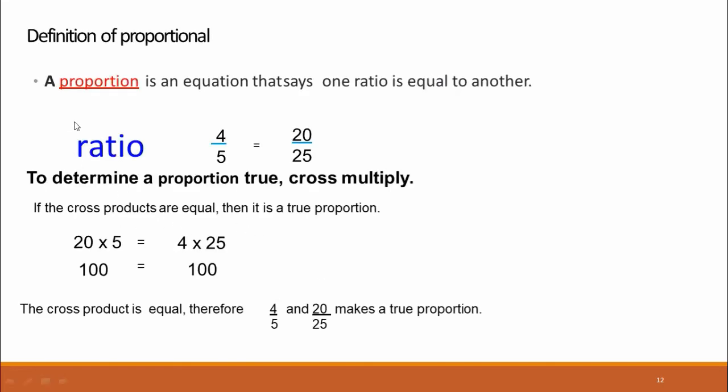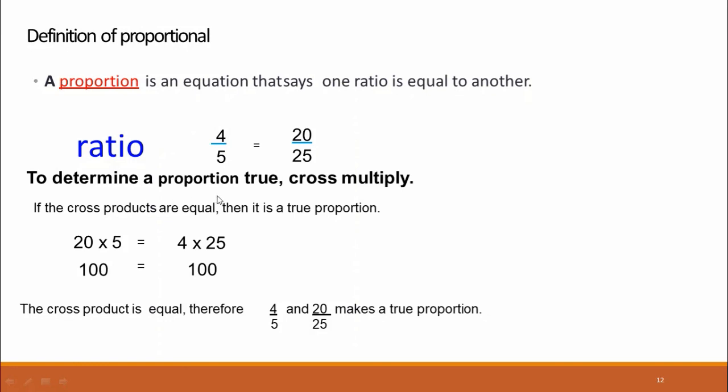The next topic in this lecture is proportion. What is a proportion? A proportion is an equation that says one ratio is equal to another ratio. It means a comparison between two equal ratios. This is the first ratio of two quantities and this is the second ratio of two quantities. So a proportion is an equation that says one ratio is equal to another ratio.